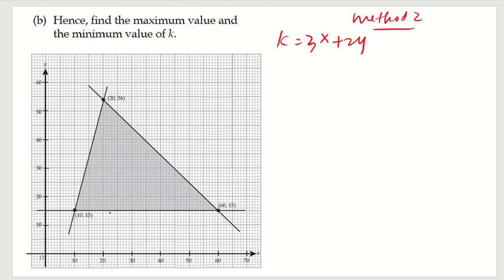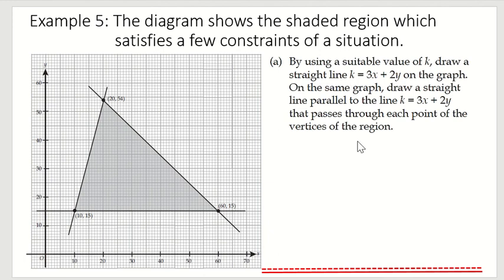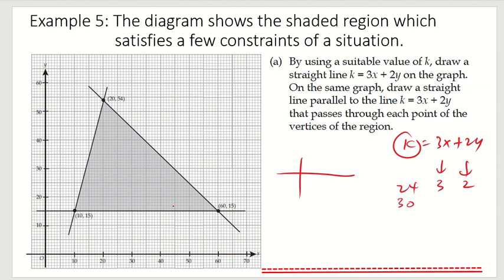Second method is we don't draw the line. But if the question asks you to draw the line, you still have to draw the line lah. k equal to 3x plus 2y. Then you choose a suitable value lah. What is the suitable one? You find the common multiple for 3 and 2 lah. 3 times 2 is 6, right? You choose a bigger one, between 10 or 20, or 24. You can choose up to, for example, 24, or you can choose the easiest one. I think it is 30 lah. So you can make 30 equal to 3x plus 2y.